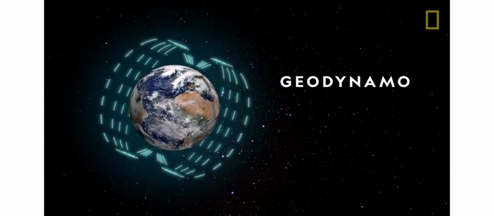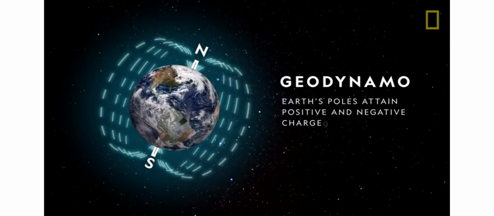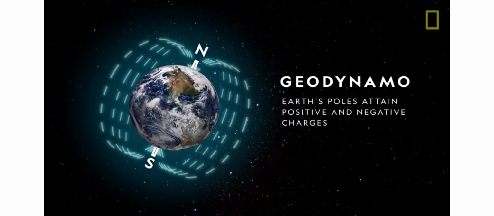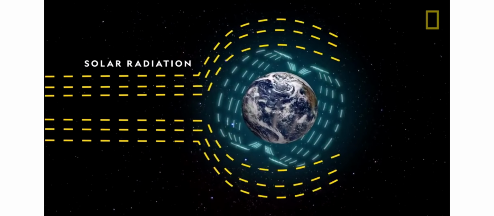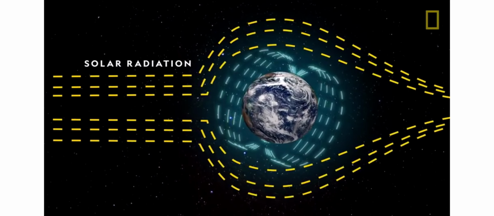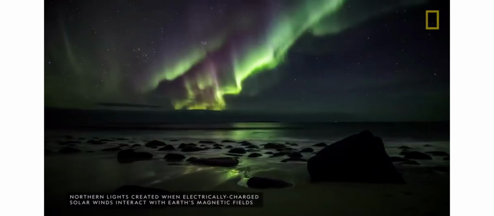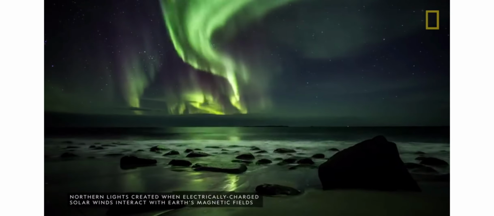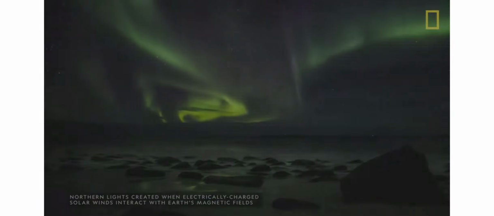Called a geodynamo, this process causes Earth's poles to attain positive and negative charges, turning the planet into a giant electromagnet. This phenomenon also creates a protective layer around the planet. It shields us from the most harmful radiation in space, leaving us to enjoy a world held together by the strange and fundamental force of electromagnetism.